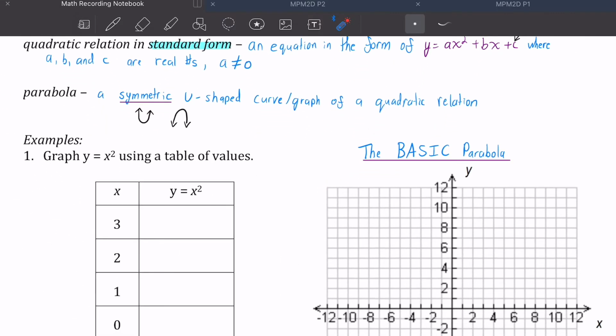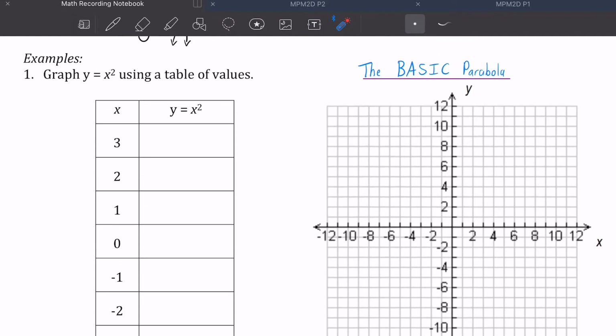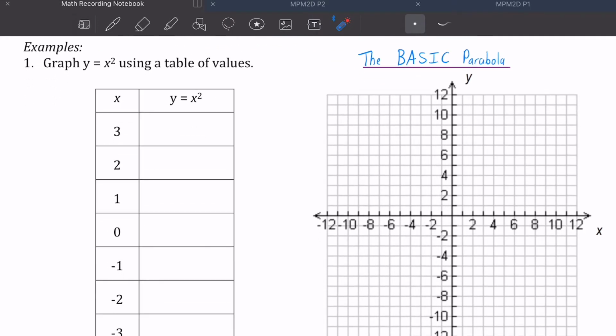Now, quadratics are usually in the form of a parabola. A parabola is a symmetric U-shaped curve, the graph of a quadratic relation. So they're quadratic relations and they look like either this or this. They're U-shaped, not quite a U, but they are shaped like a U. So what we're going to start off with is the basic parabola, which everything else is an expansion of. So this is your basic parabola, x squared.